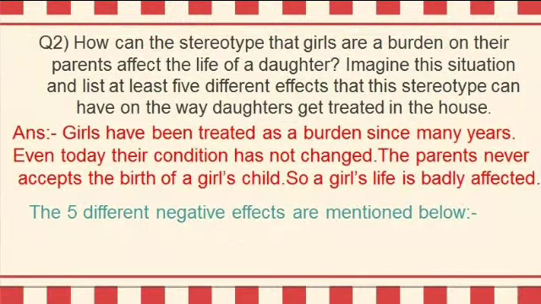Question number 2. How can the stereotype that girls are a burden on their parents affect the life of a daughter? Imagine this situation and list at least 5 different effects that this stereotype can have on the way daughters get treated in the house. So we see girls have been treated as a burden since many years. Even today, their condition has not changed. The parents never accept the birth of a girl child, so a girl's life is badly affected. The 5 different negative effects are mentioned below.